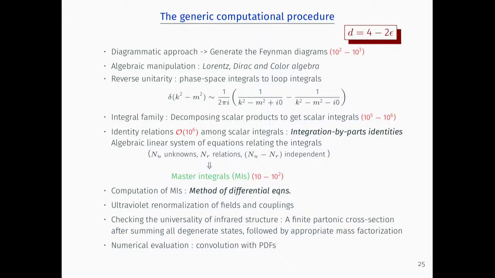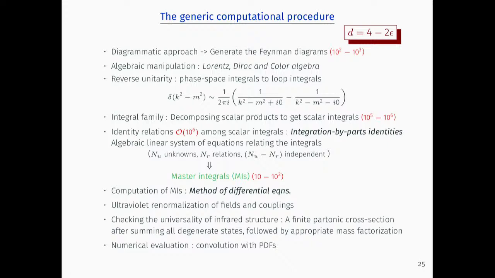And that will give you millions of relations again. Like you have millions of integrals, so you can do these things for all of them. And then you have millions of relations. So you can just solve all these relations. So it's just like we have n_u unknowns, these are n_u, and then we have n_r relations.